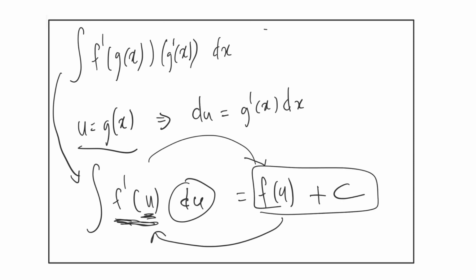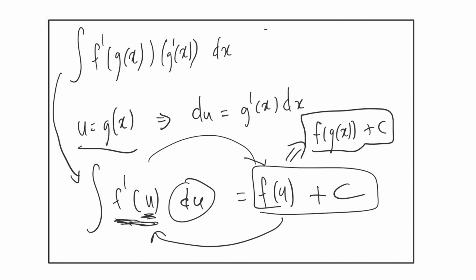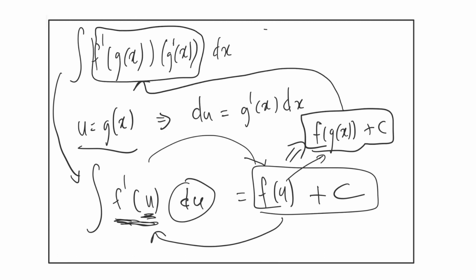Great. And now, let me move this up here. We know u is g of x, so we just have our original function. So instead of u, we have g of x, and we have f of g of x plus c, which if we differentiate, we would return to our original complicated expression up here by the chain rule. But then when we integrate that, we return to this, and we used our u substitution.